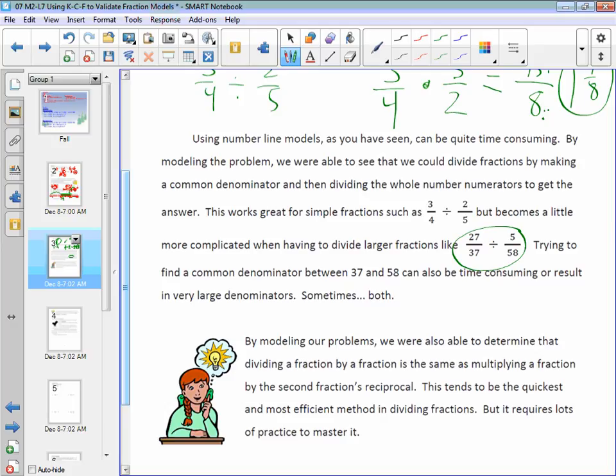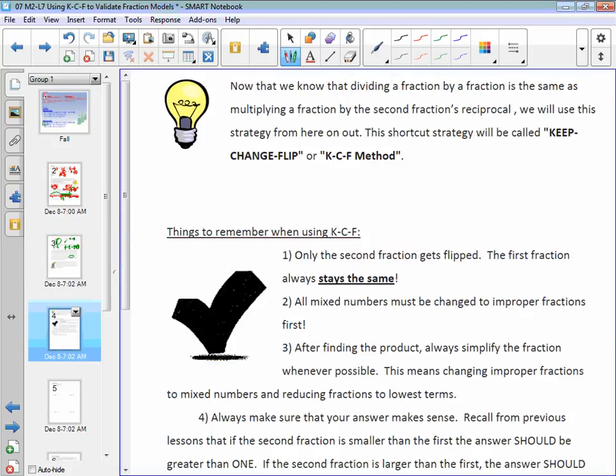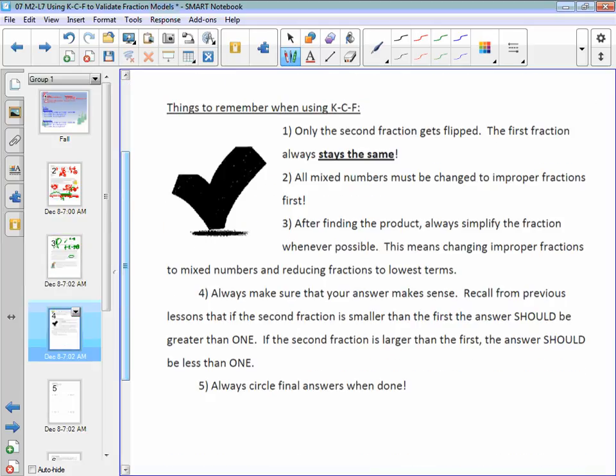So here are the rules. First of all, repeat after me: keep, change, flip. Now, things you have to remember, mistakes that kids make. Only the second fraction gets flipped. Some kids sometimes will flip both. If you flip them both, you're not going to get the right answer. Number two, all mixed numbers have to be changed to improper fractions first. That's why we practice it in the warm-up.